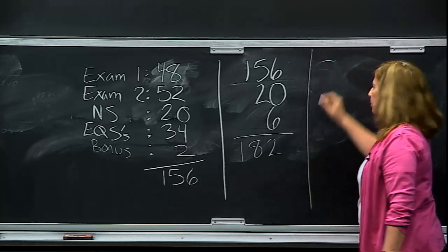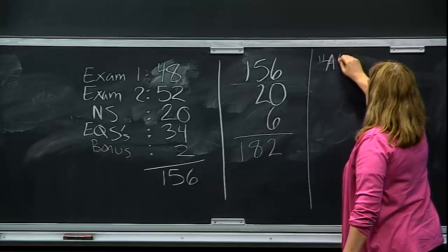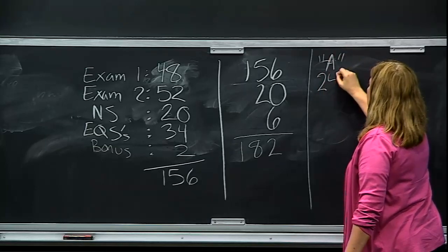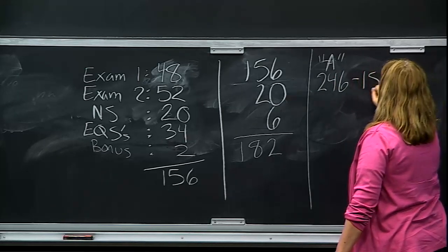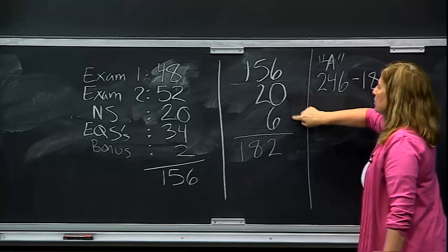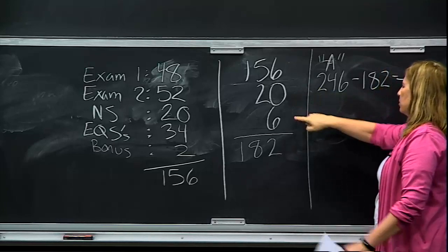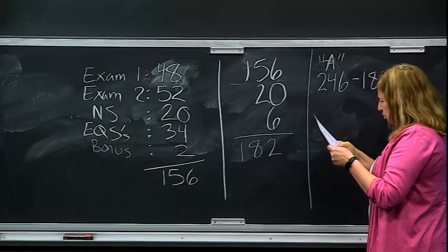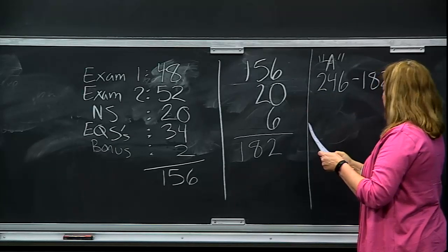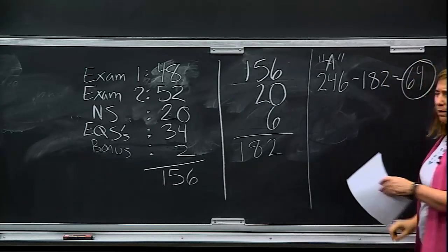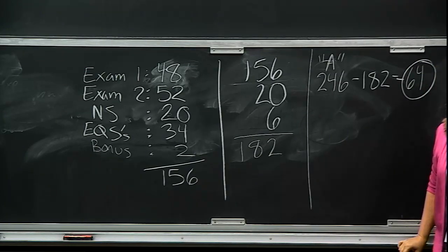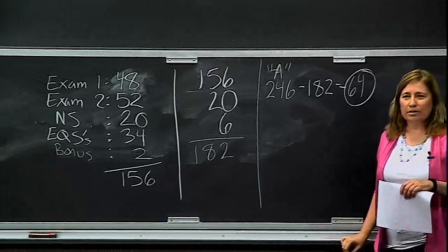It's simple arithmetic, right? You say, all right, well, you need 246 points for an A. That's what the scale says. This fictitious person has 182. We assume, right, that they'll do that. That's reasonable. So 246 minus 182, I get, the difference is 64. What does that mean? They have to get 100% on the test.